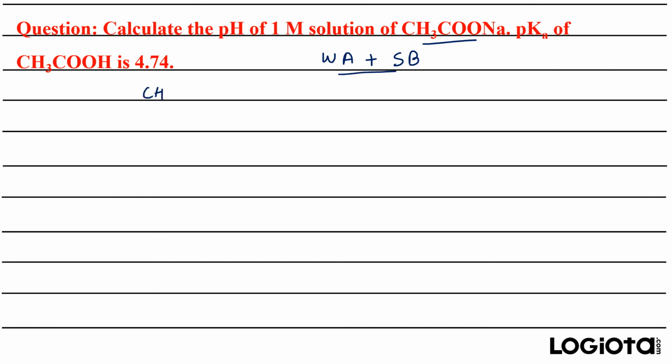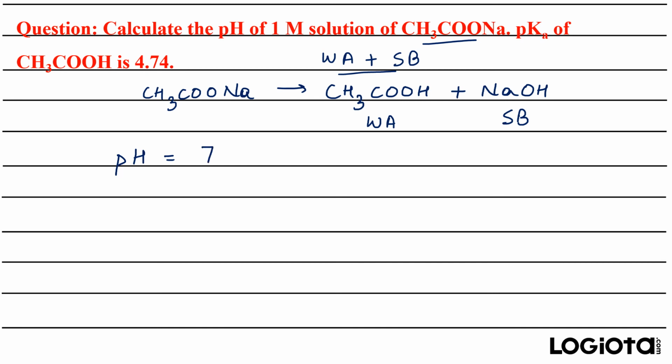Now let's see, CH3COONa is made up of CH3COOH plus NaOH. Now you know that CH3COOH is a weak acid and NaOH is a strong base. Now let's see how to calculate the pH. So pH for this is 7 plus, because a strong base is involved, so it will be plus half of (pKa, because pKa is given, plus log of C). Now C is the concentration of salt.